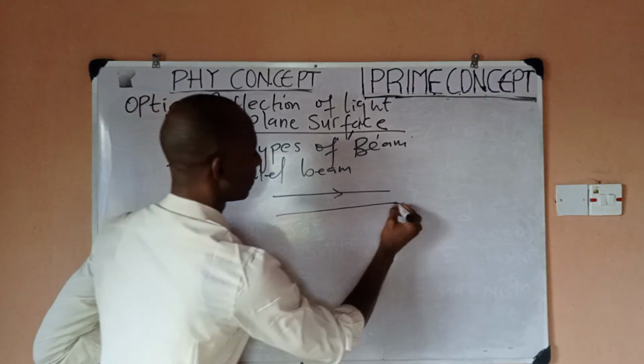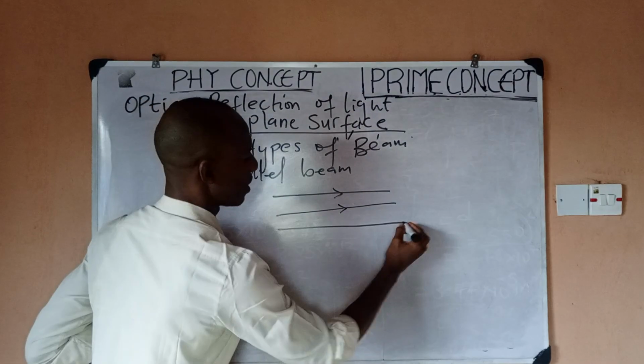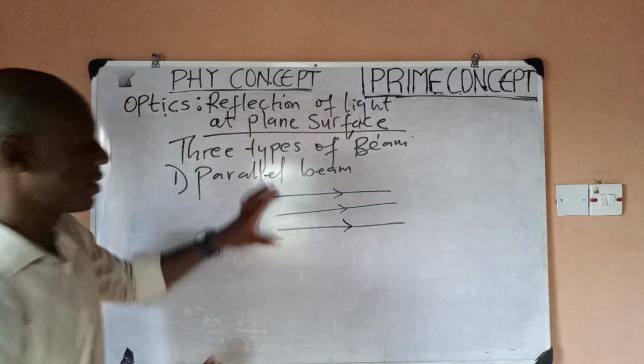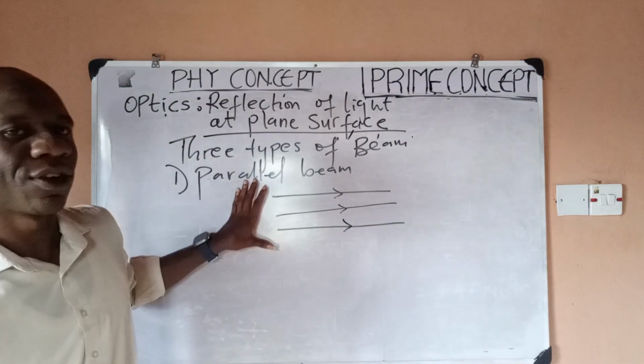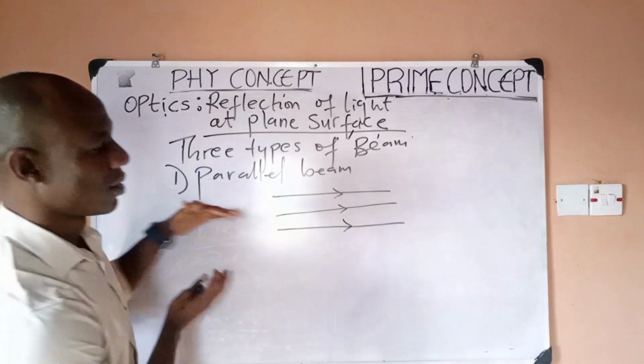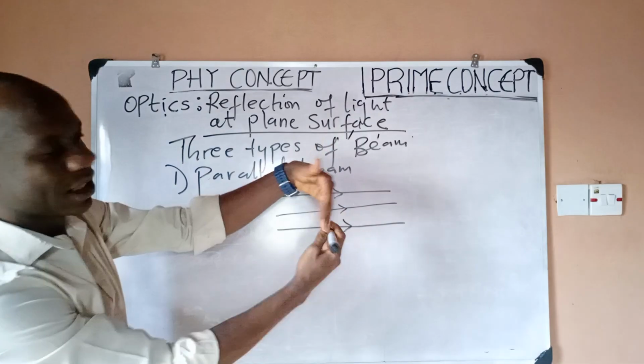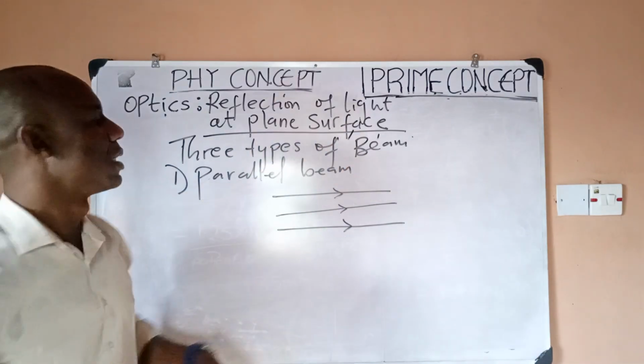So we have this. Don't mind my drawing, it's not drawn to scale because I'm using freehand. So you can see this. These three lines are considered to be a parallel beam, right? Because it is considered to travel straight. They won't meet at any point. So they are a parallel beam.